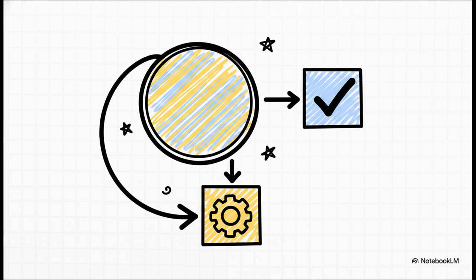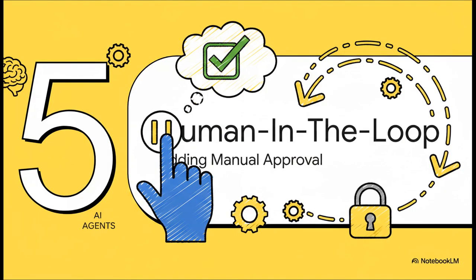The AI will just naturally continue to loop, evaluate, and optimize until its conditions are completely met. Next up is Section 5, adding a human in the loop or manual approval.